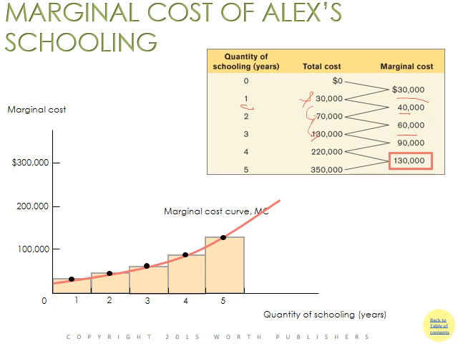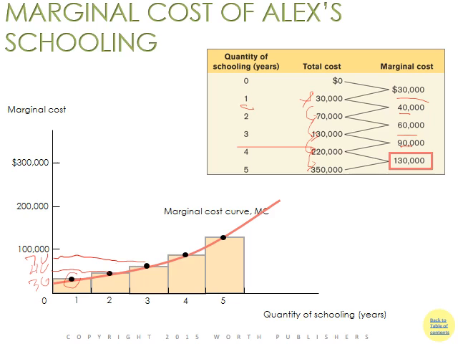The fourth year of school, total cost goes from $130,000 to $220,000, so it's $90,000 in additional cost. And the incremental cost of the 5th year is $130,000. So if we plot these, and we're plotting these at the first year of school, the marginal cost is $30,000. The second year of school, the marginal cost is $40,000. The third year of school, the marginal cost is $70,000.